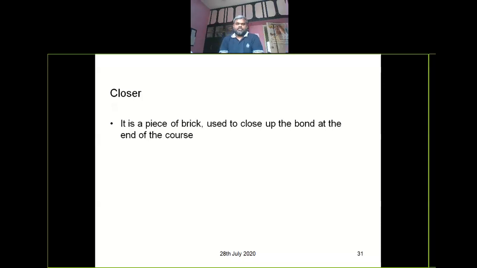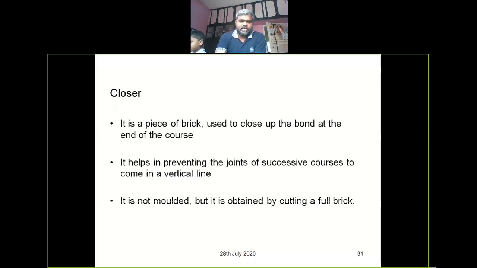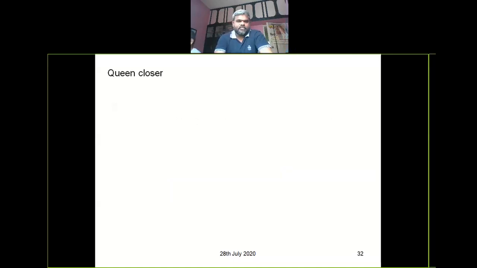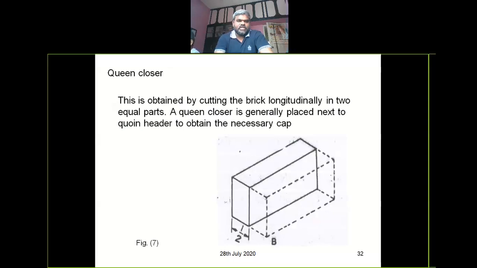Closer: it is a piece of brick used to close up the bond at the end of the course. It helps in preventing the joints of successive courses from coming in a vertical line. It is not molded, but it is obtained by cutting the full brick. Queen closer: the stone obtained by cutting the brick longitudinally in two equal parts. The queen closer is generally placed next to the quoin header to obtain the necessary lap.